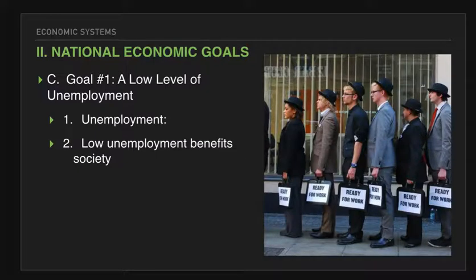It benefits society. So traditionally speaking, as we observe times in our economy when unemployment has been low, we have seen less poverty. You say, well, okay, obviously. People are working, there's going to be less poverty. That should be a no-brainer. But with less poverty also comes less crime.